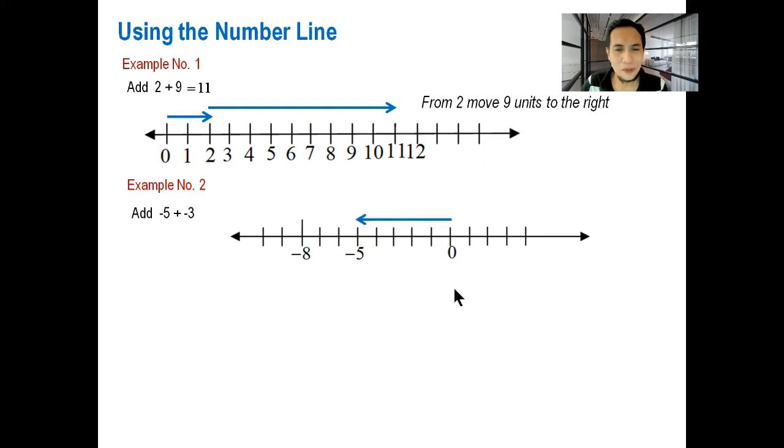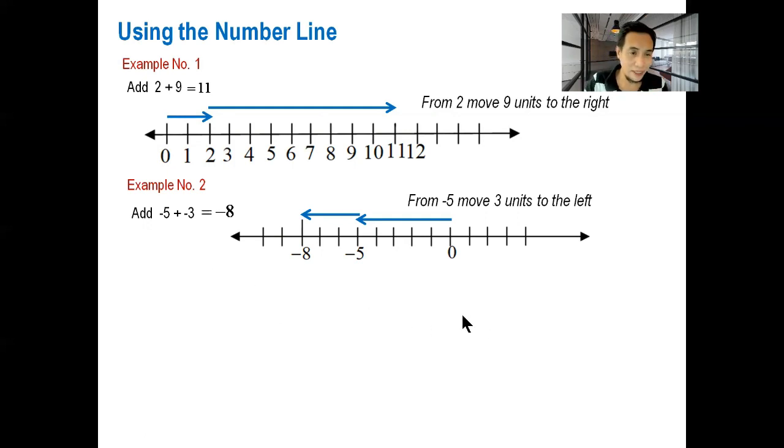So we have 0 to negative 5. From negative 5 to negative 8. From negative 5, 1, 2, 3, that's 3 units. So definitely the answer for this is equal to negative 8. From negative 5, you move 3 units to the left. This is how we illustrate the addition of negative 5 and negative 3, which is negative 8.